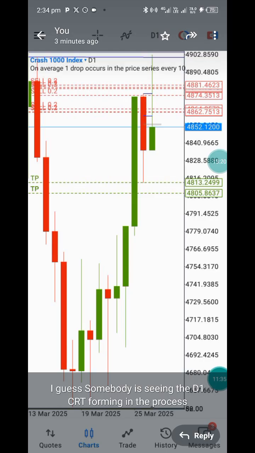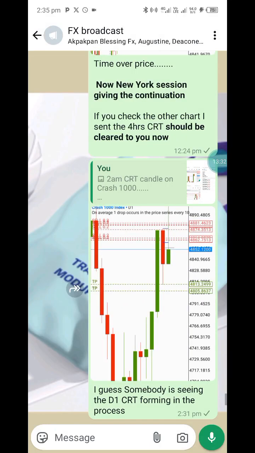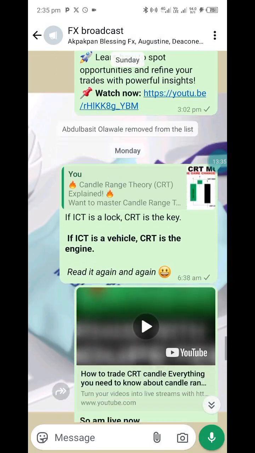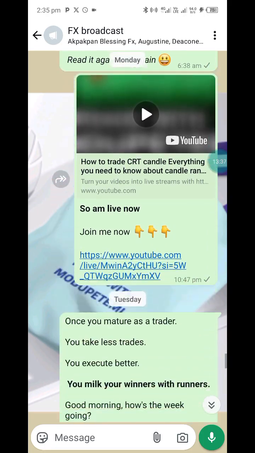Now, what confirms a CRT? There is something that confirms your CRT, which is your higher time frame bias. It's very, very important. So this particular trade is coming from my higher time frame. And meanwhile, earlier on this week, I told them something.